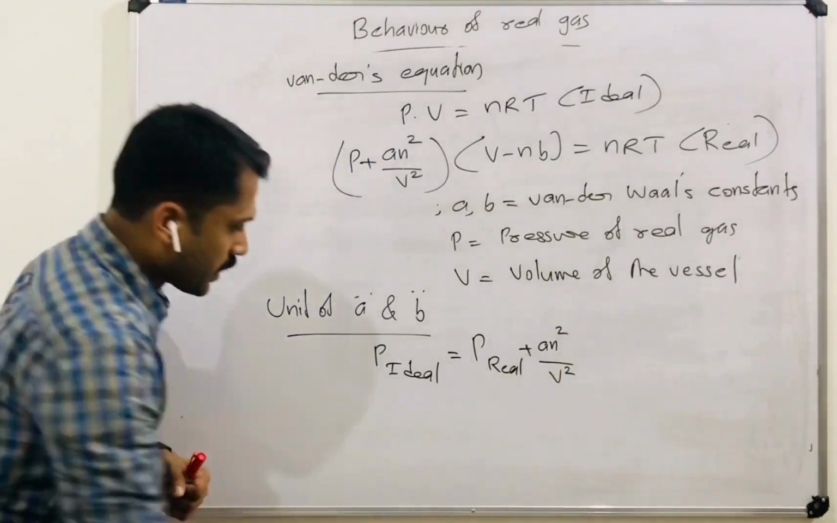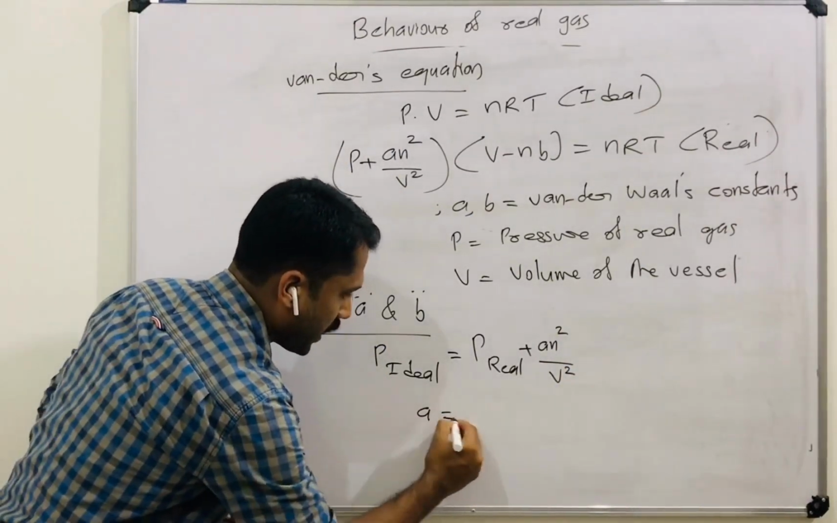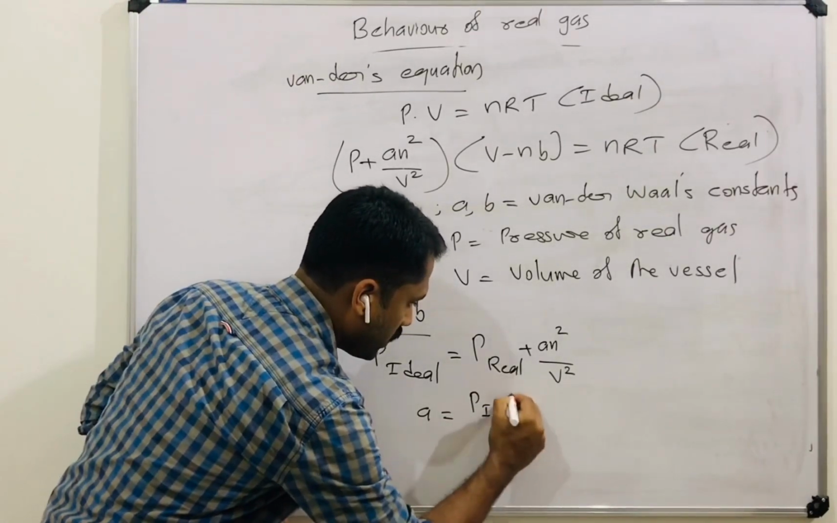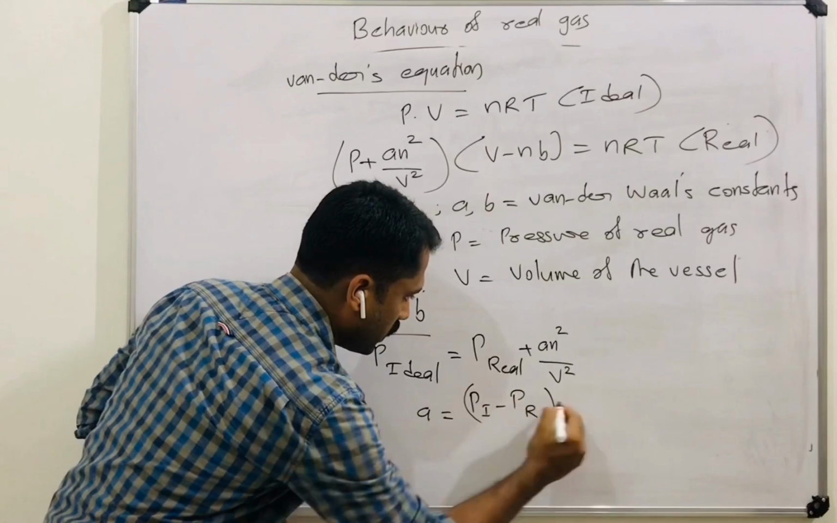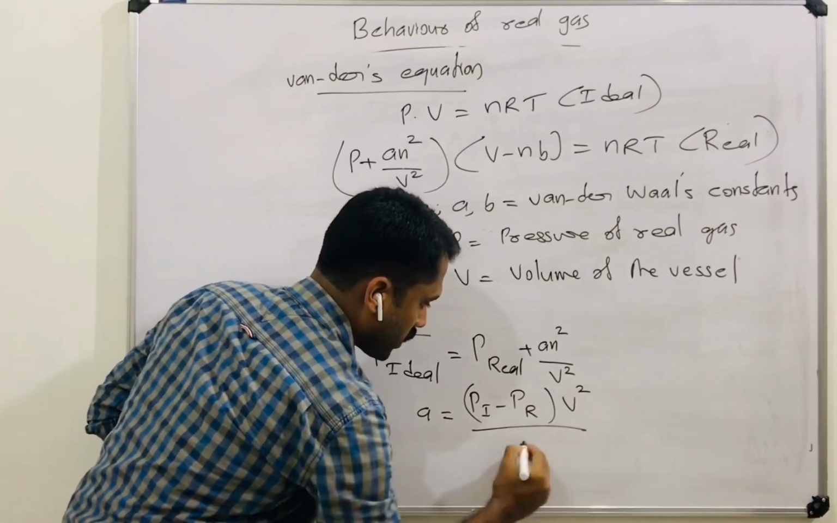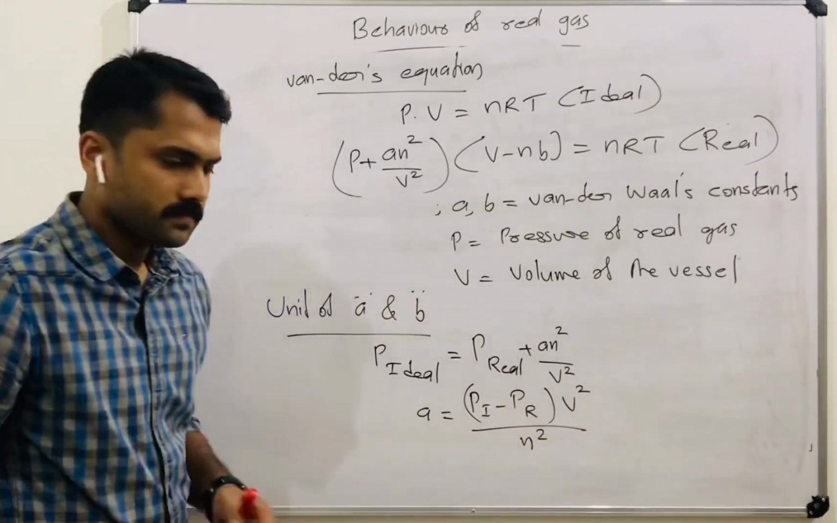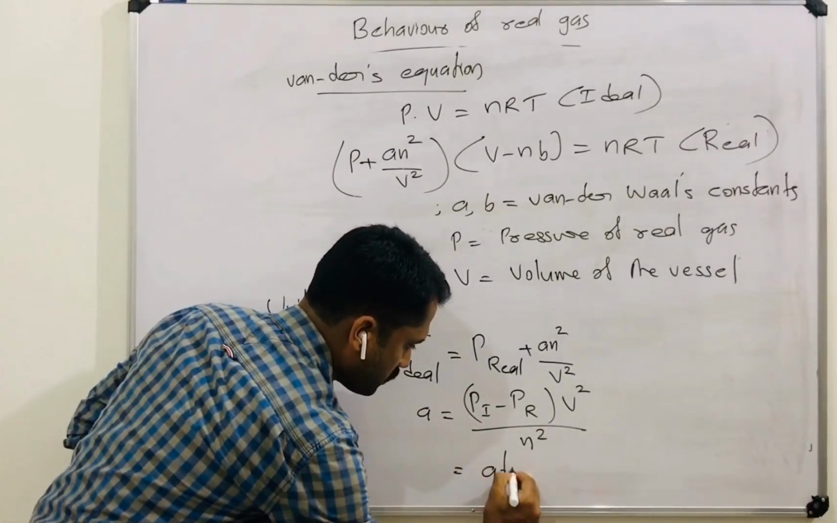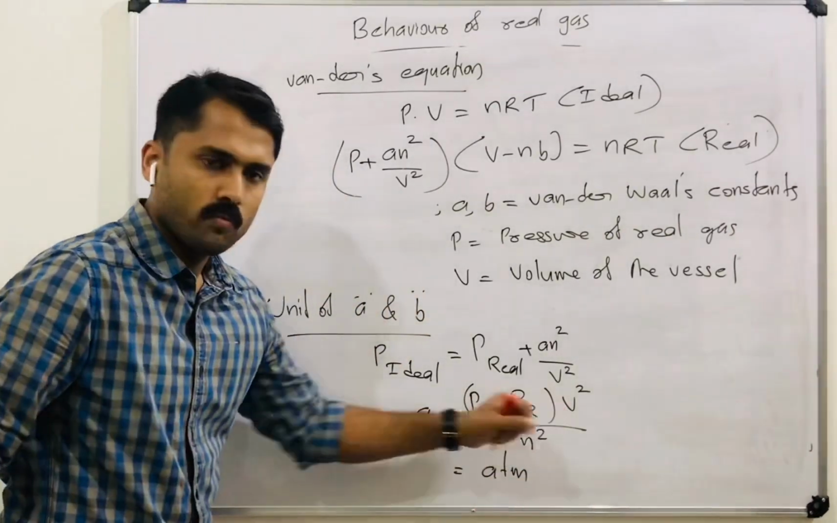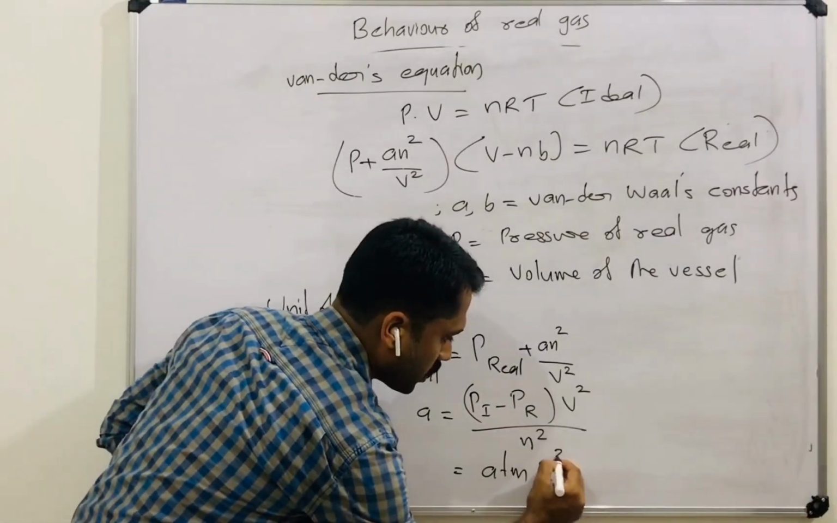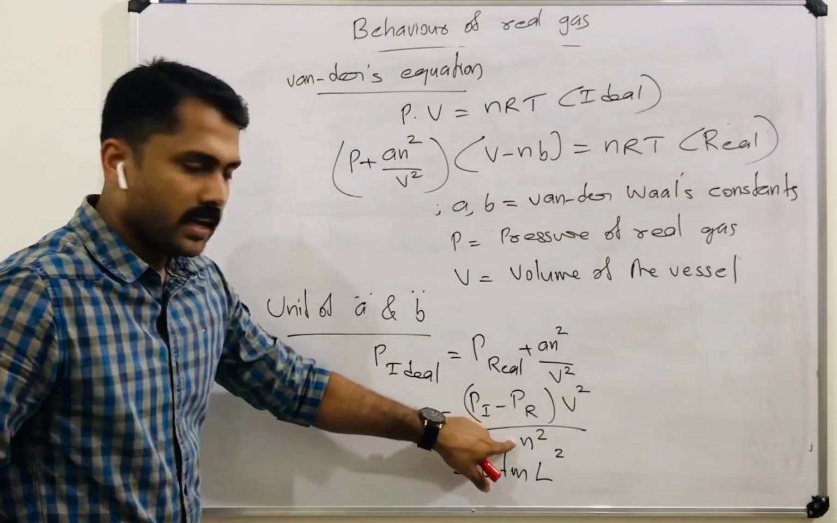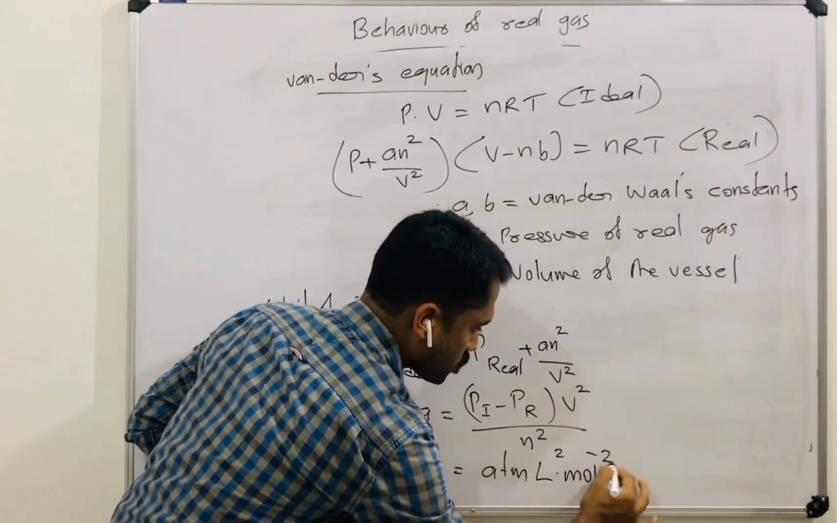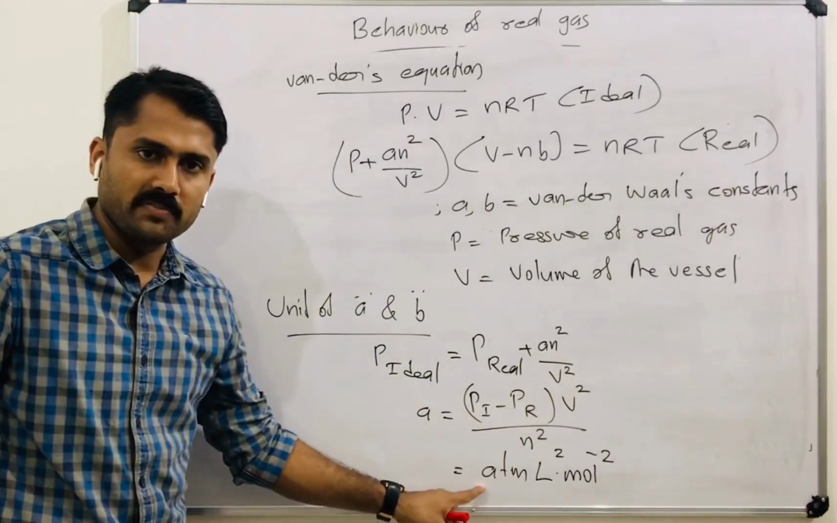We can simply arrange the equation and we will get A like this. What will be A? P ideal minus P real into V square by n square. If pressure is measured in atm and volume in liter, it will become liter square, and n in number of mole raised to minus 2. This is the unit of A.